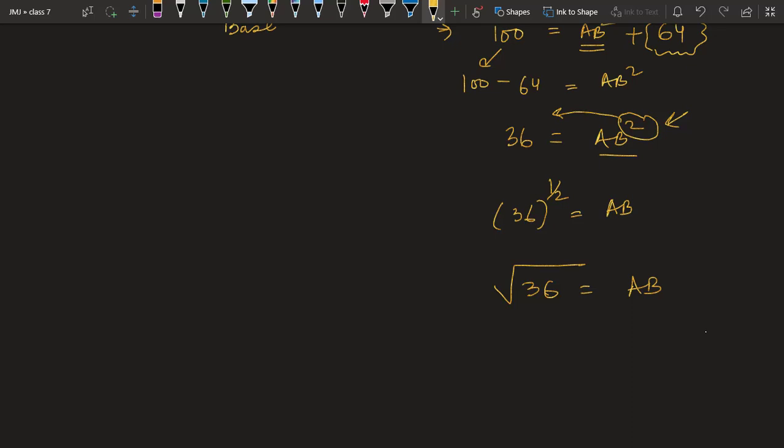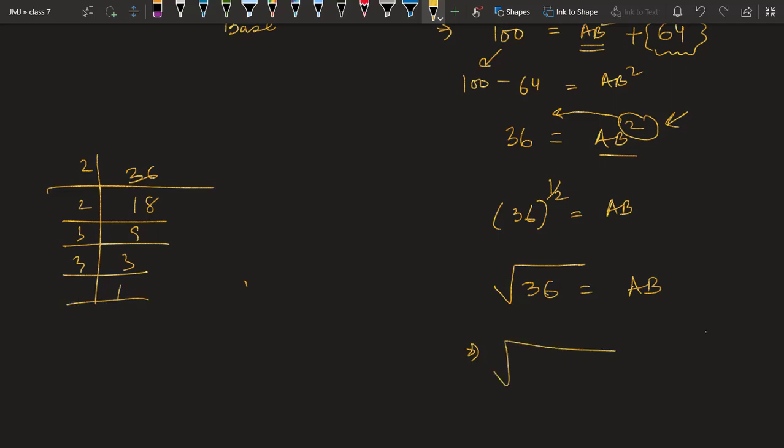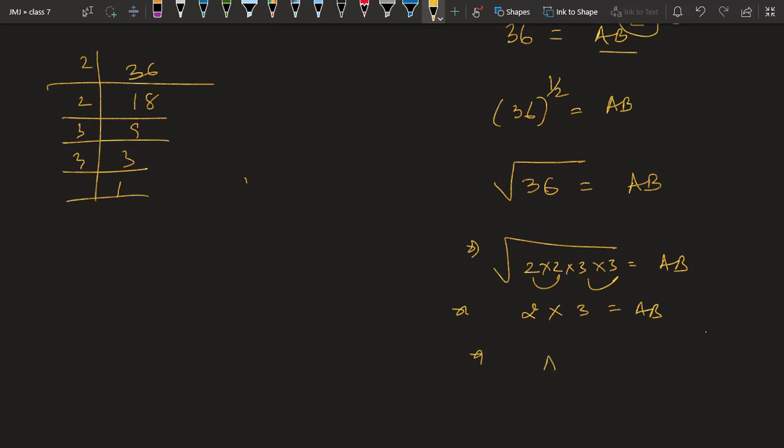This 36 can be written in prime factorization terms: 2 1s are 2, 2 8s are 2, 9s are 3, 3 3s are 9, and 3 1s are 3. It can be written as 2 into 2 into 3 into 3, that is AB squared. Now this 2 will come out as 1, this 3 will come out as 1 and the answer will be 2 3s are 6. So we have got the length of AB as 6 centimeter.